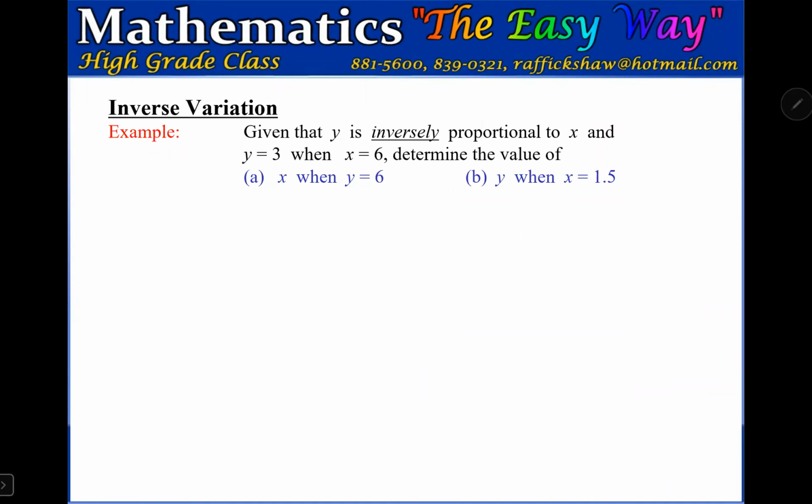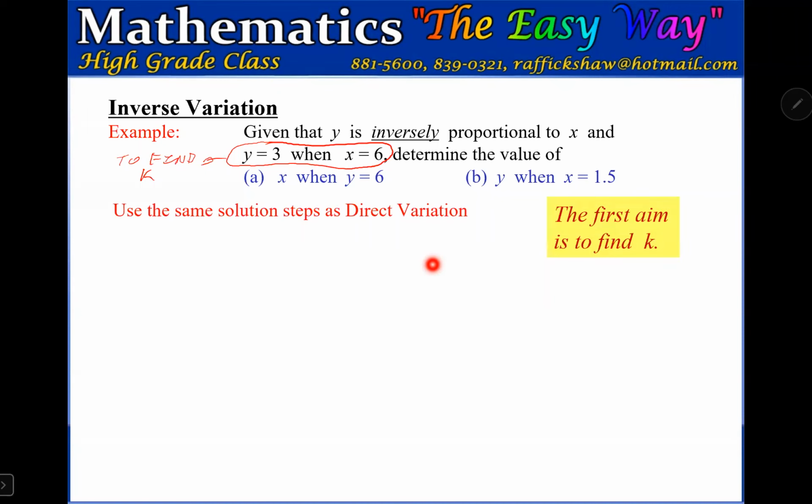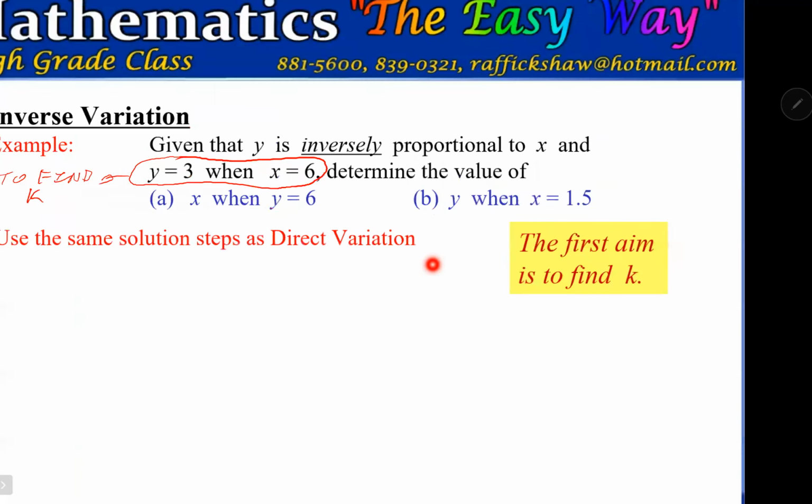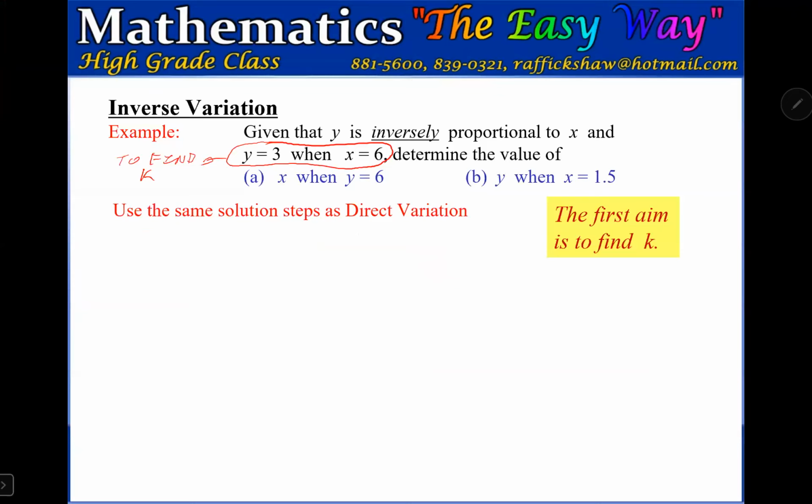All right, look at this example now. Given that y is inversely proportional to x and y equals 3 when x equals 10. Remember that this information always gives you a known set of values to find k. So same procedure as a derivation.